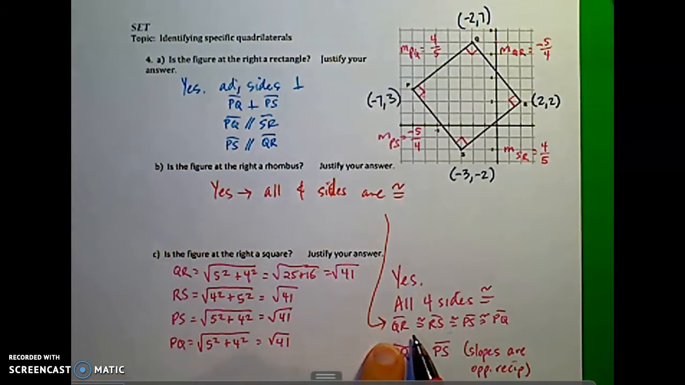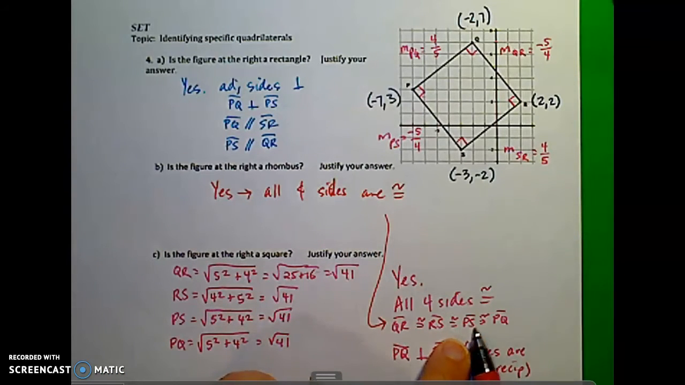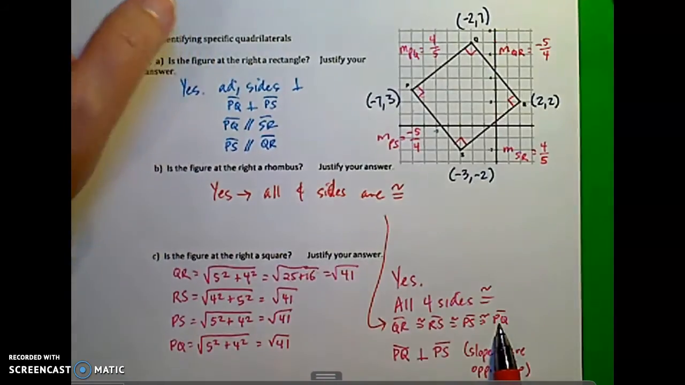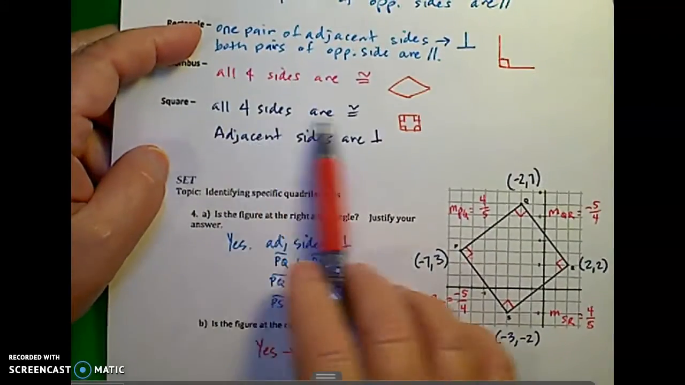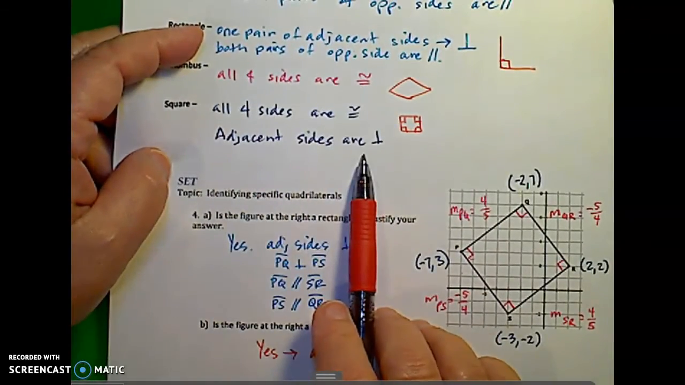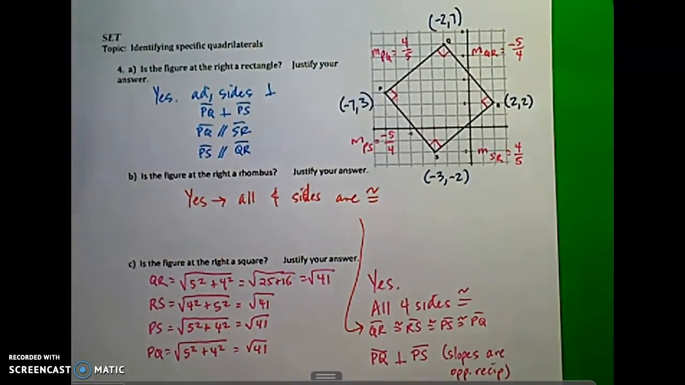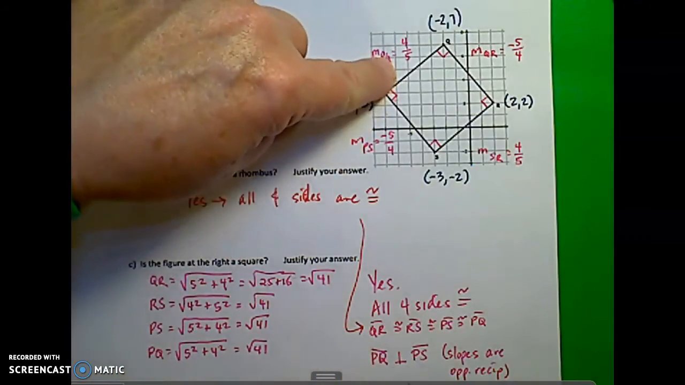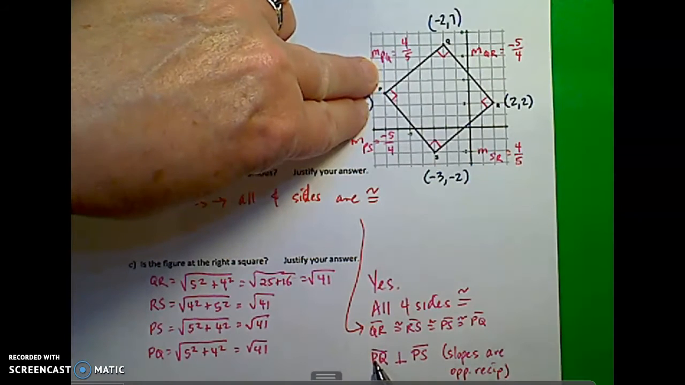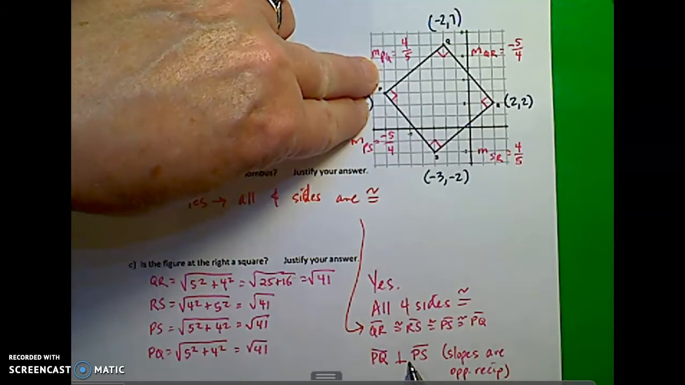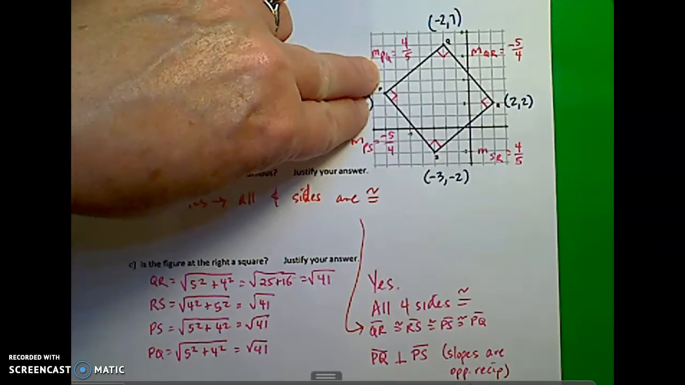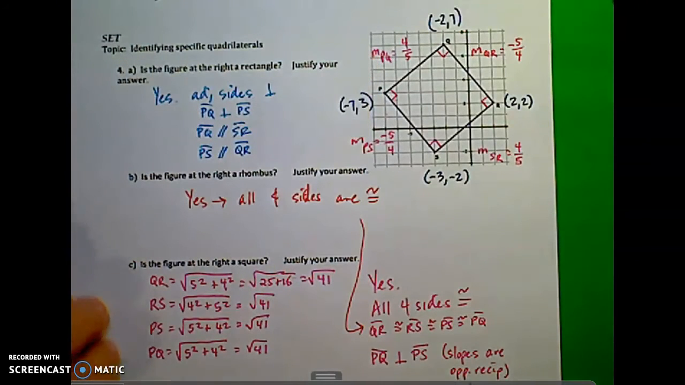And you would actually write that as segment QR is congruent to segment RS, congruent to segment PS, congruent to segment PQ. The other thing we need to know for a square is that two adjacent sides are perpendicular. We already talked about that, but let's write it down. And you can pick any two sides, it doesn't matter. So I picked out PQ, this one, and PS, these two. So I can write PQ is perpendicular to PS. So the slopes are opposite reciprocals. So yes, this is a square.